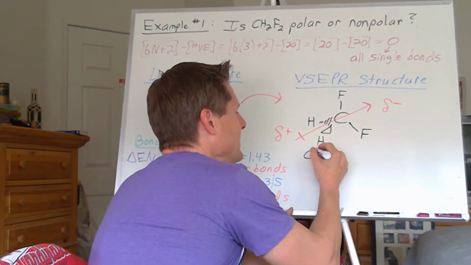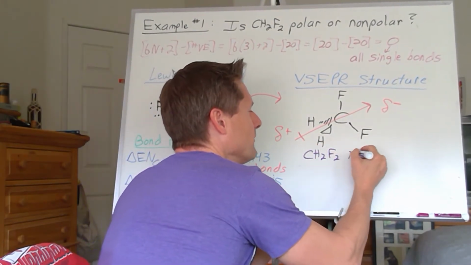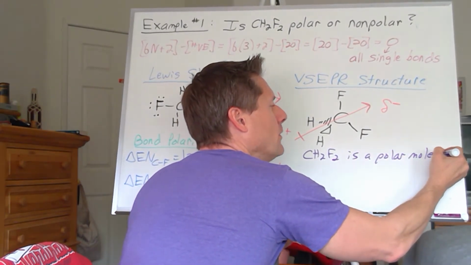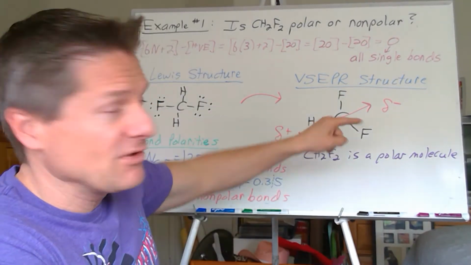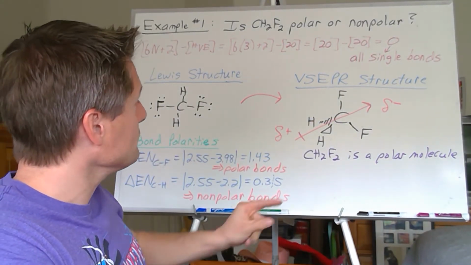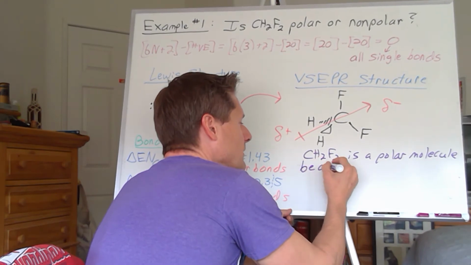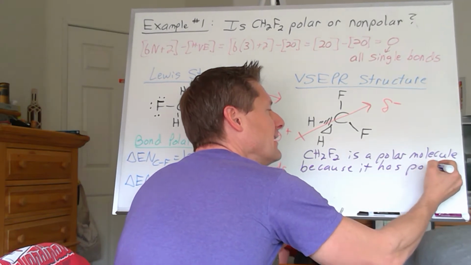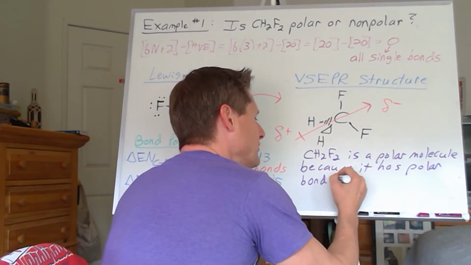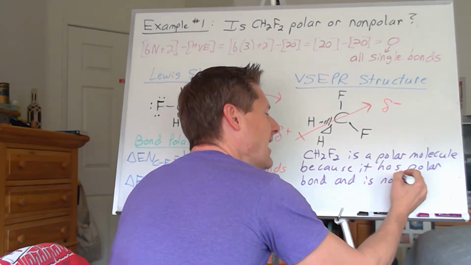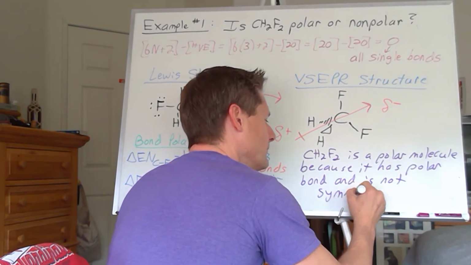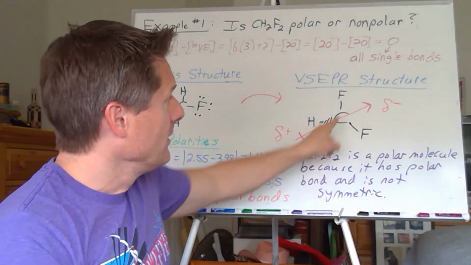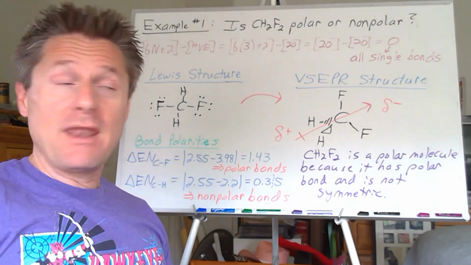So I would say CH2F2 is a polar molecule, right? And always draw the dipole moment if it's a polar molecule, right? Because, just like water, it has polar bonds and is asymmetric. Or you could say it is not symmetric. I don't have room, but I would say, bond dipoles do not cancel. That changes a lot about its properties.